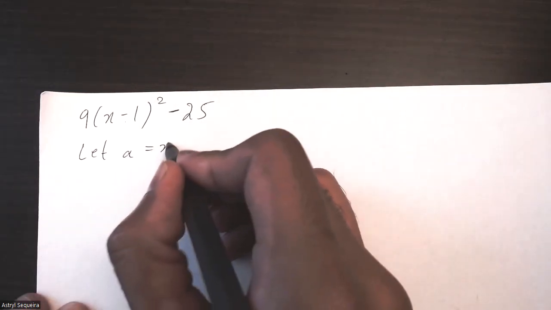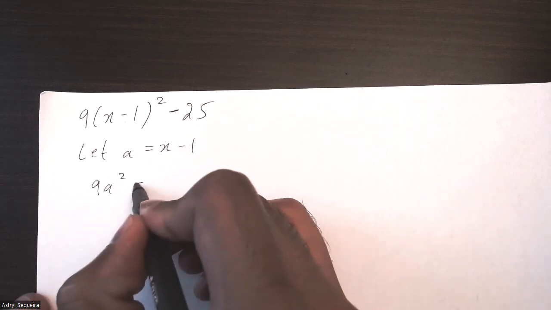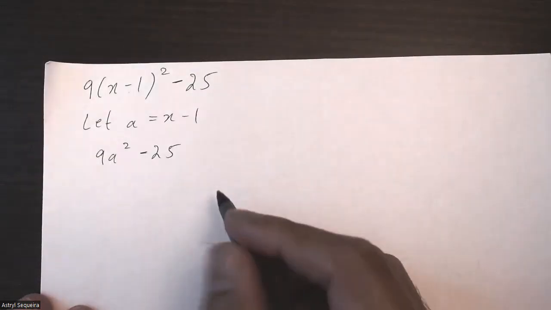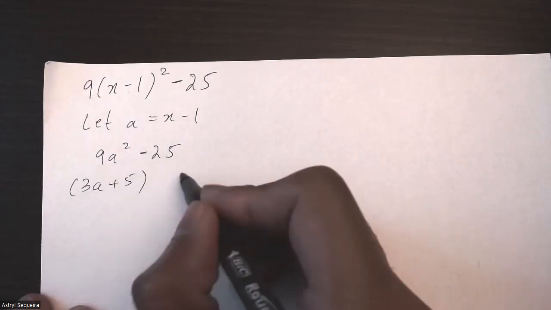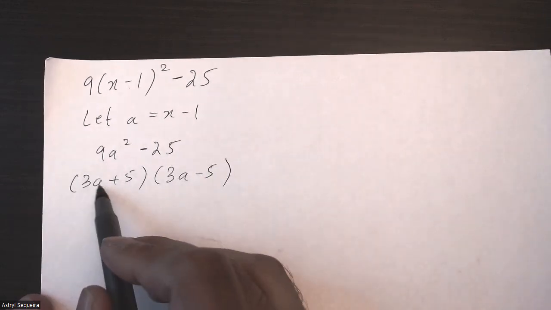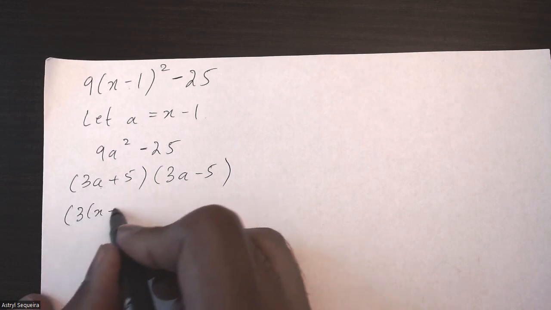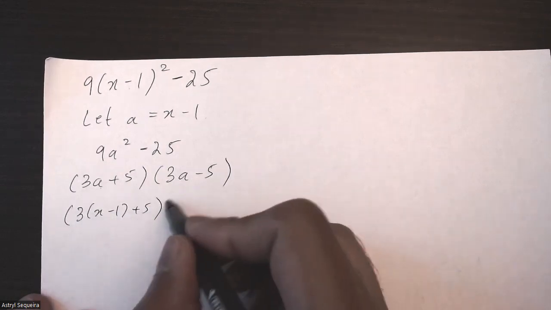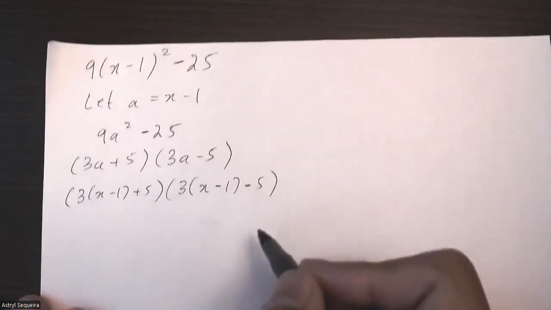Let a equal x minus 1. Then I'll rewrite this as 9a squared minus 25. And then I'll factor this by difference of squares. So 3a plus 5 times 3a minus 5. Then I'll resubstitute my a back as x minus 1. 3 times x minus 1 plus 5, 3 times x minus 1 minus 5.